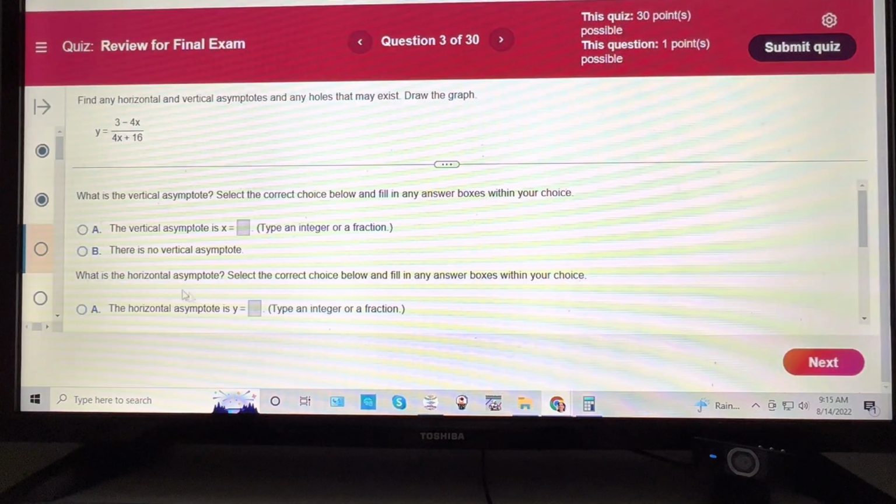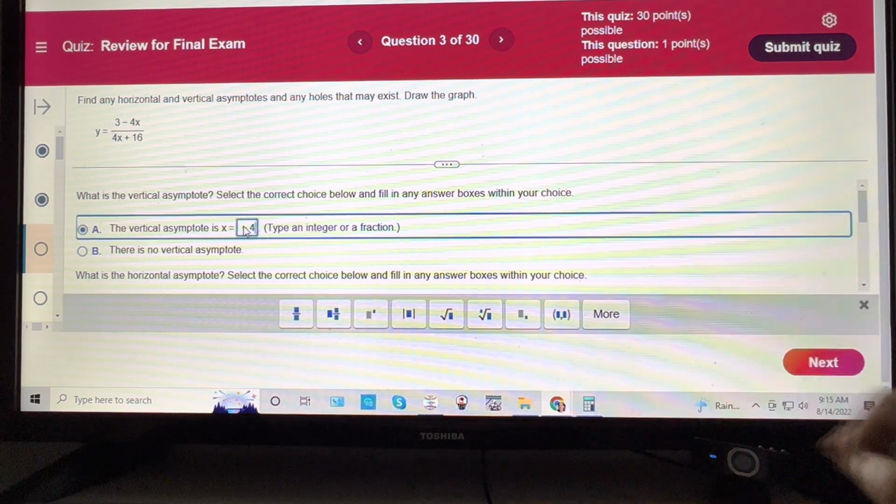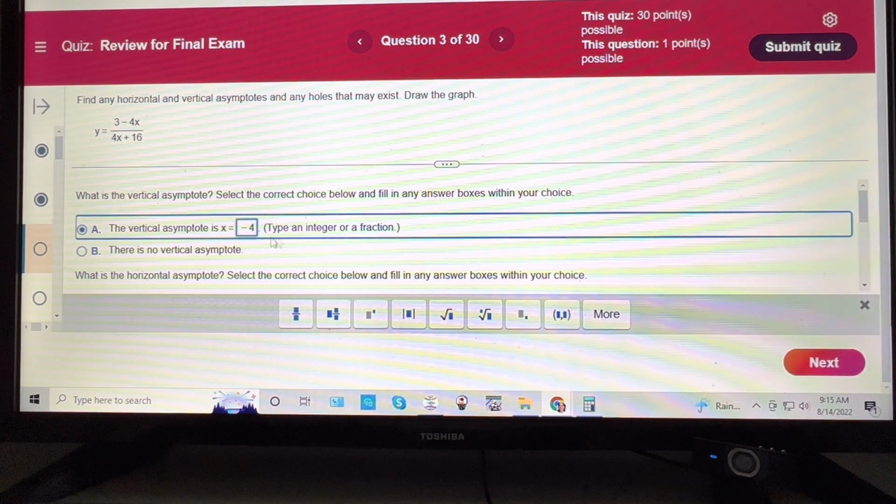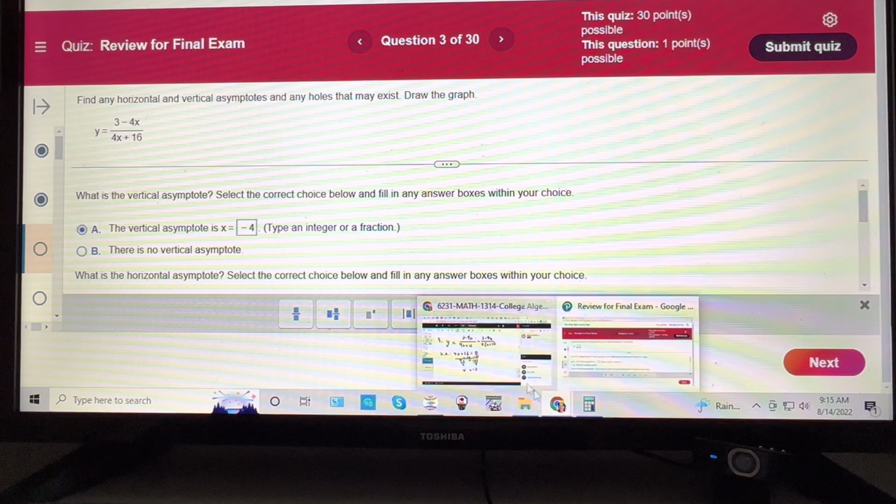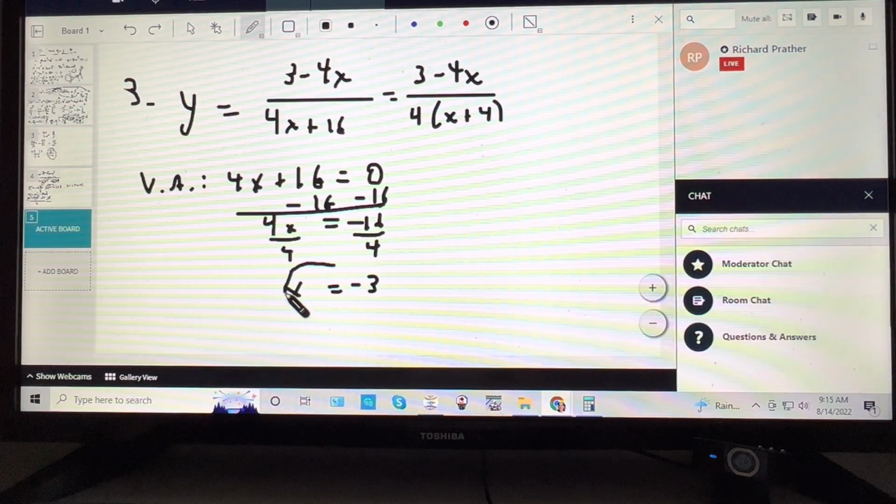A problem can have none or a bunch of them. So there's no vertical asymptote, or there's one, or there's a bunch of them. But it says type an integer or a fraction, but this is an equation, x equals negative 4. A vertical asymptote is always x equals something, because it's an imaginary vertical line. So sometimes they don't put the x equals, and then students forget to put it themselves.